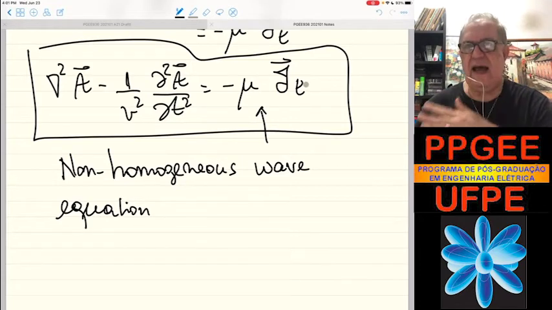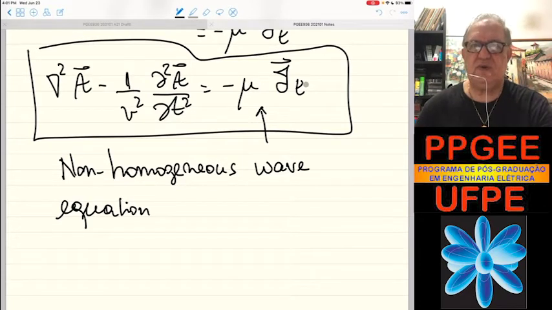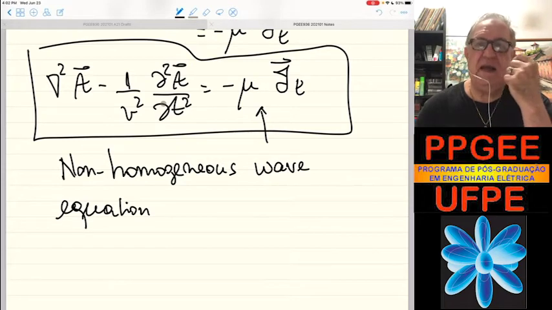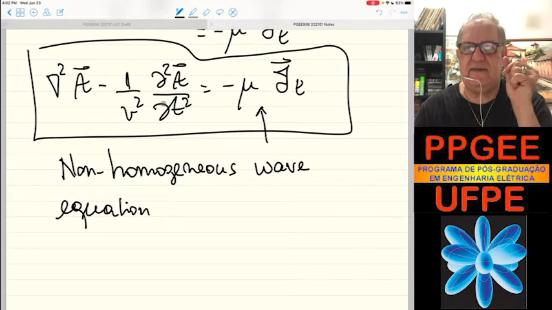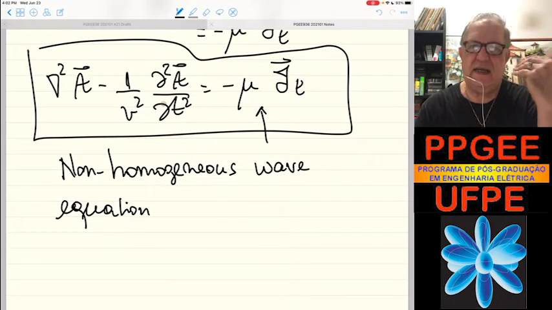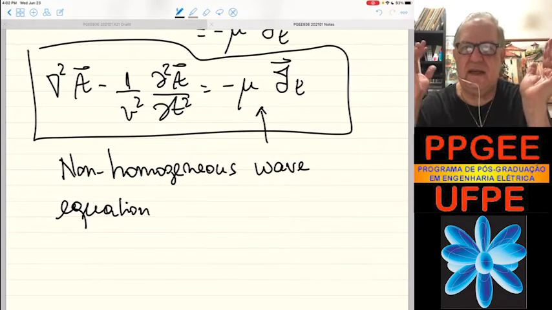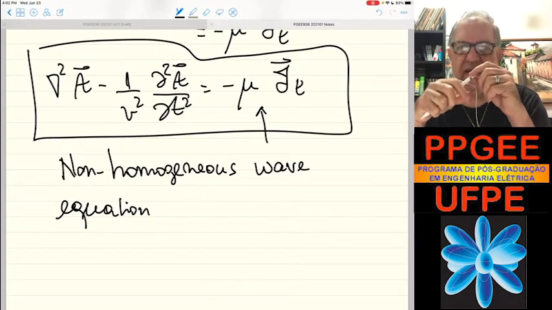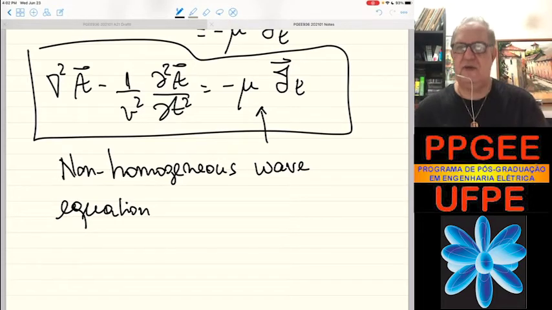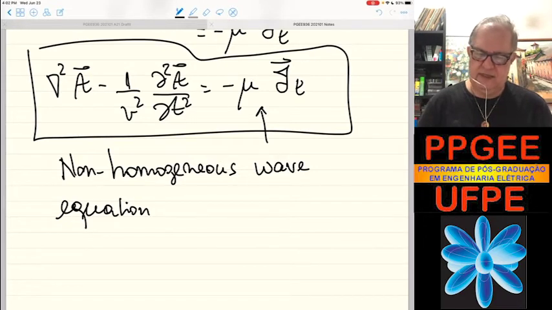We are going to see now how to solve this non-homogeneous equation. And we are going to show that the non-homogeneous wave equation has the correct physical meaning for the potentials. It predicts the time delay between cause and effect due to the finite velocity of light. Okay? I'm going to show that. So let's move to that.